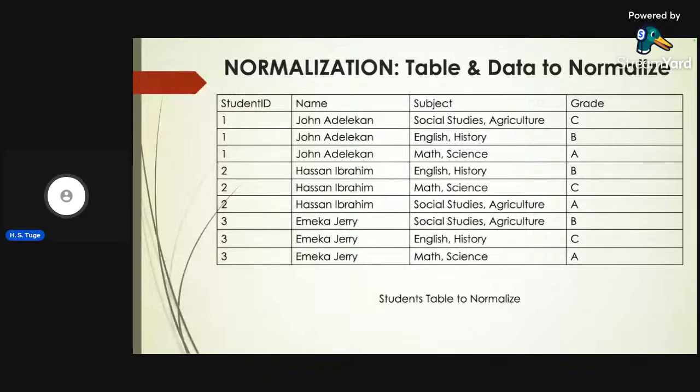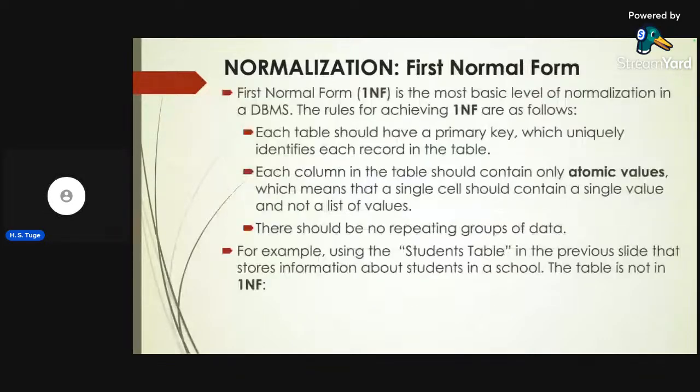That is one. So now, for us to move this data from the way it is here to first normal form, we said first normal form is the most basic level of normalization in a database. The rules for achieving first normal form are as follows. Each table should have a primary key, which uniquely identifies each row in the table. Each column in the table should contain only atomic value, which is a single value. It should not contain more than one value.